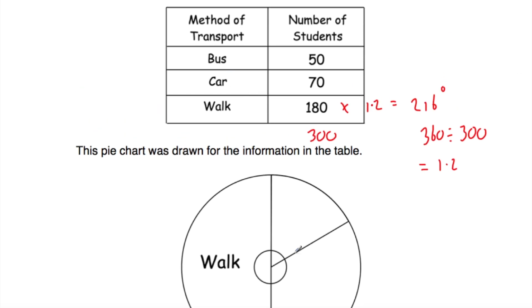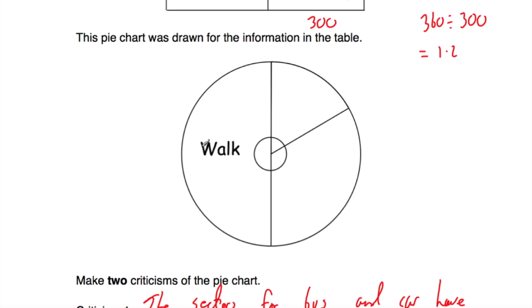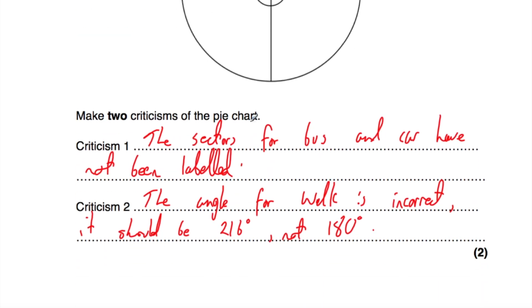could have looked at these two, but because they're not labelled, we're assuming that the head teacher meant that this one was for bus and this one was for car. But I probably would have just stuck with walk there and looked at the fact that that angle was wrong. And that's it. So the 2 reasons that I've given for this question were the sectors for bus and car have not been labelled, and the angle for walk is clearly incorrect because it should be 216 degrees, not 180 degrees, or even just it should be bigger than 180 degrees because more than half of the students walked.